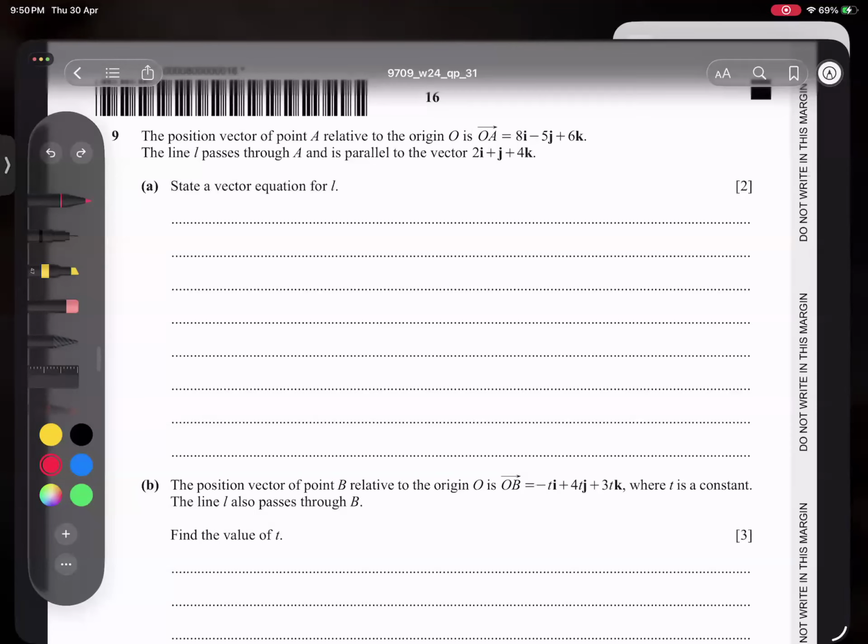Question number 9, students, we have the position vector of A relative to origin is this. And L passes through A and is parallel. So this is called direction, students. So what is the formula, students? R is equal to A plus lambda times 2B. The B is this basically, and A is a point. So we can get indirectly a one step answer, 8, minus 5 and 6, and 2, 1, and 4. Okay, this is done. State a vector equation of the line, 2 marks done.